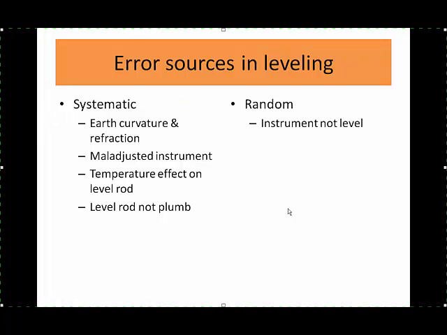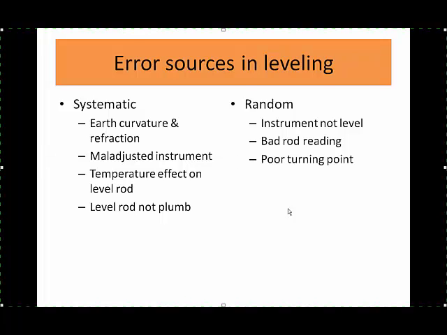Random errors include the instrument not being level. It either is or it isn't, and determining the degree to which something is out of level requires another instrument to do it. So that's impractical, so we're going to treat this as a random error. A bad rod reading, like I said before: if you misread it, do you know by how much? Probably not, because you didn't know you misread it until afterwards.